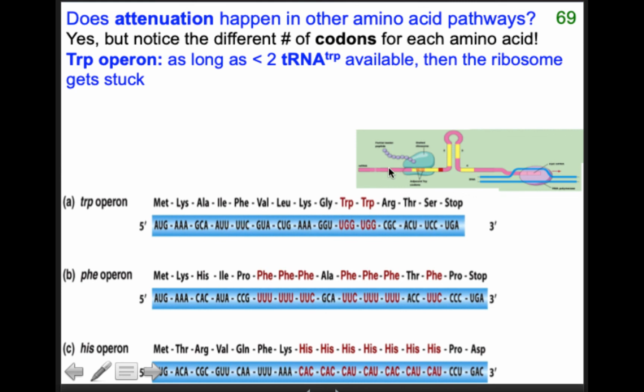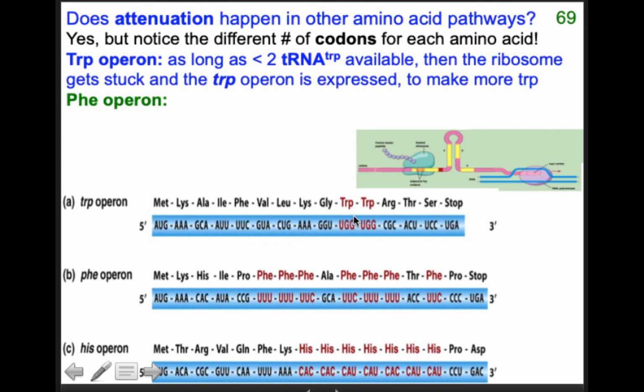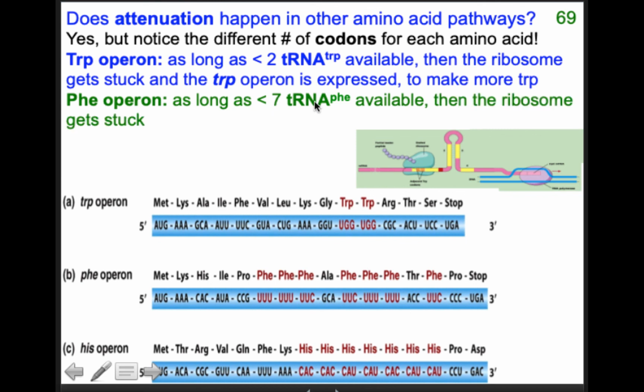Basically, if we don't have enough tryptophan, we want the ribosome to end up being stuck here because there's not enough tryptophan to do translation. All right, and that allows us to make more tryptophan. Now, for the phenylalanine operon, notice that you need to have less than 7 phenylalanine amino acids that are already attached to tRNA available in order for the ribosome to get stuck and therefore get past the attenuation sequence and continue making the structural genes to synthesize more phenylalanine.